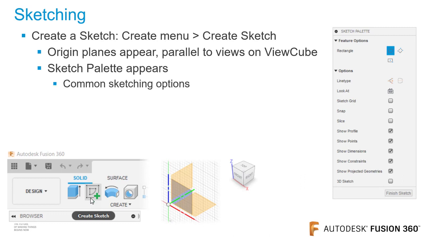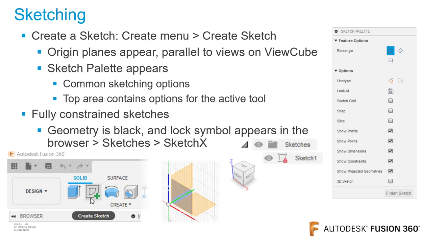The sketch palette contains common sketching options, and note that the top area contains options for the active tool if they're available. When the sketch is fully constrained, all the geometry will turn black, and in the browser, if you expand the Sketches folder, you'll see a lock symbol to the left of the specific sketch.